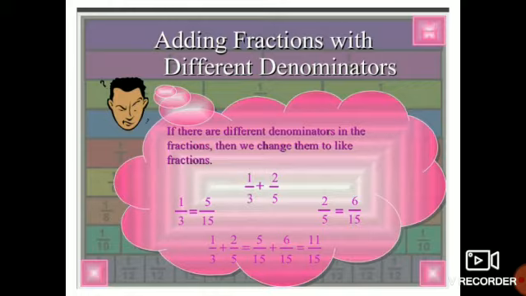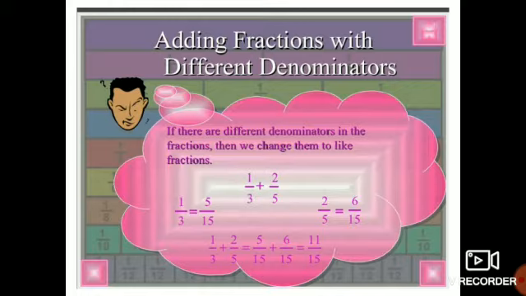Right? How can I make denominators 3 equals to 15? I have to multiply 3 by 5. If I'll be multiplying 3 by 5, I have to multiply 1 also by 5. So what will be the result? Will be 5 by 15. Now next fraction is 2 by 5. How can I make 5 equals to 15? By multiplying it by 3. If I'll be multiplying 5 by 3, then I have to multiply 2 also by 3. So 5 3s are 15 and 2 3s are 6.